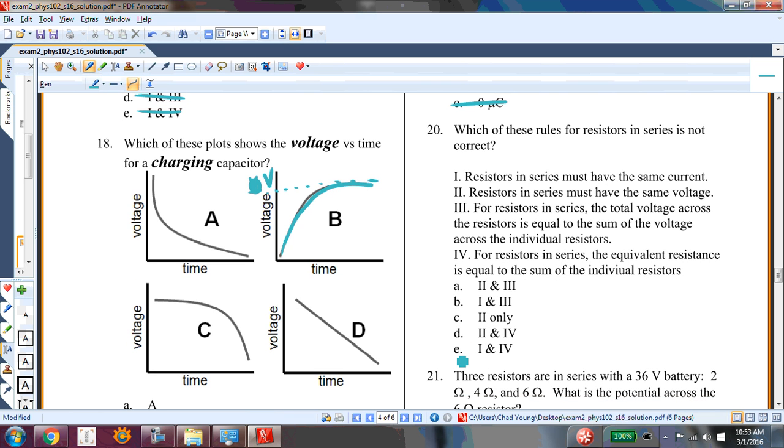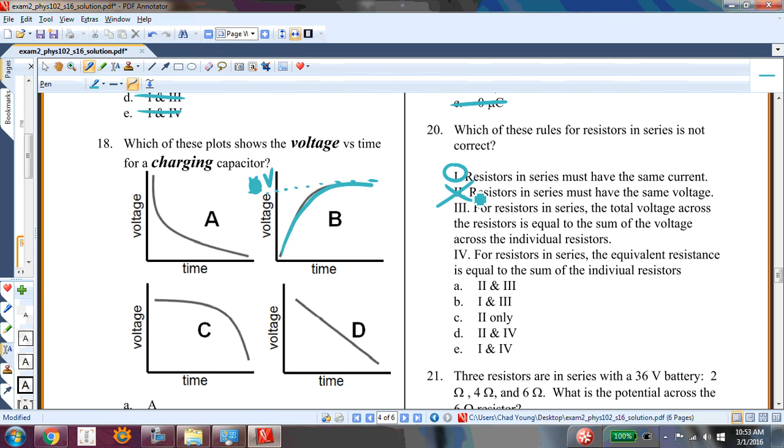Which of these rules for resistors in series is not correct? Resistors in series must have the same current. Not correct. They might have the same current if they're the same resistor. Resistors in, or no, I'm sorry, that is correct. They must always have the same current. So that is correct. They might have the same voltage, but only if they're identical. They have to have the same current. They might have the same voltage.